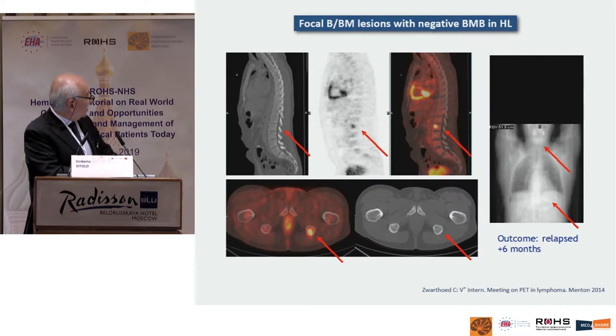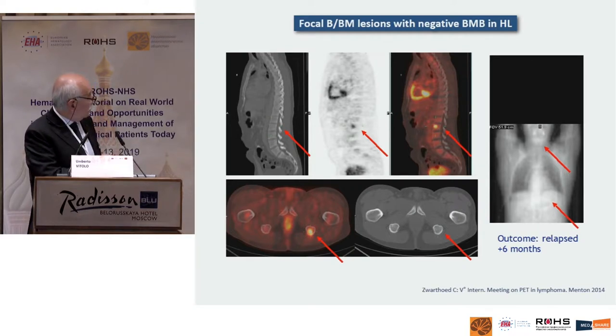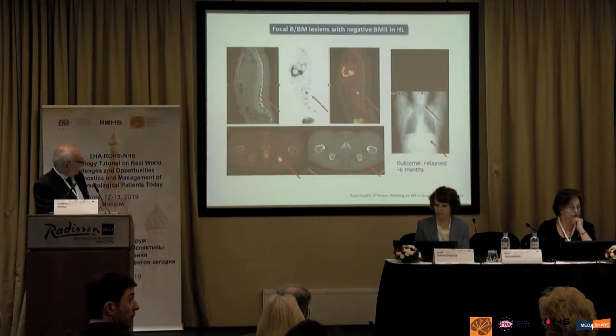This is an image that shows very well the role of PET-CT in detecting bone marrow lesions, even in patients with a negative bone marrow biopsy. You can see this finding, the uptake in the spine of this patient, and also in other bone parts of the body. And this patient had a poor outcome, because the patient relapsed 6 months later.